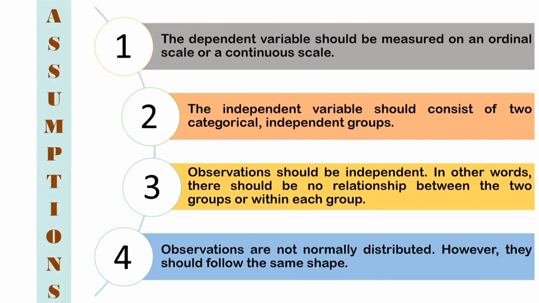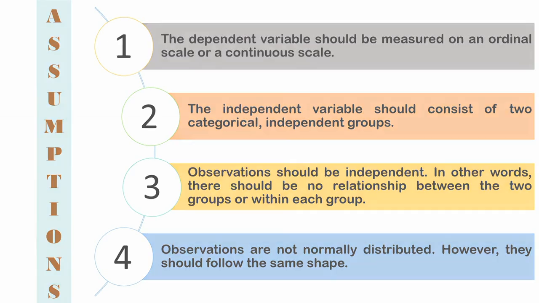The assumptions for the Mann-Whitney U test are: the dependent variable should be measured on an ordinal scale or a continuous scale. The independent variable should consist of two categorical independent groups. Observations should be independent. In other words, there should be no relationship between the two groups or within each group. Observations are not normally distributed, however, they should follow the same shape.